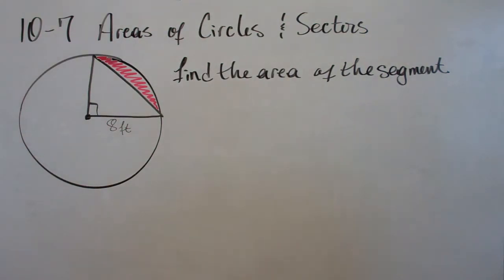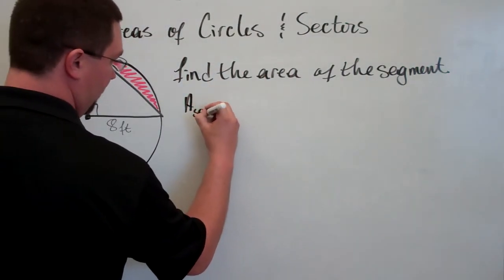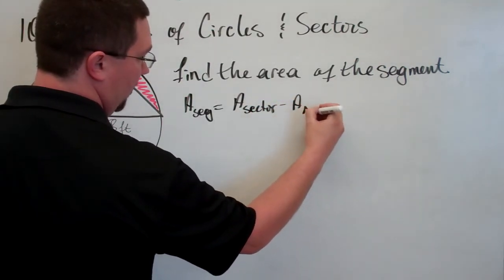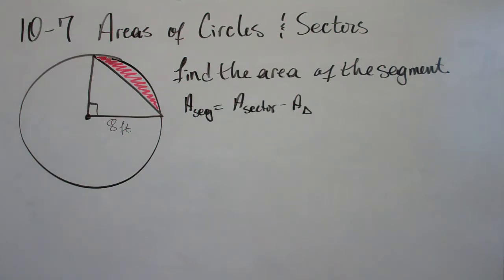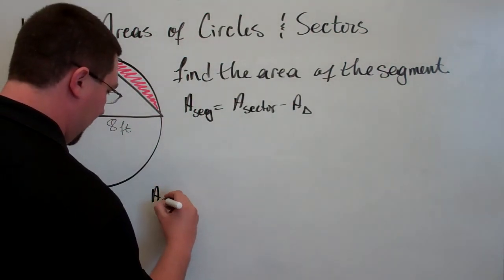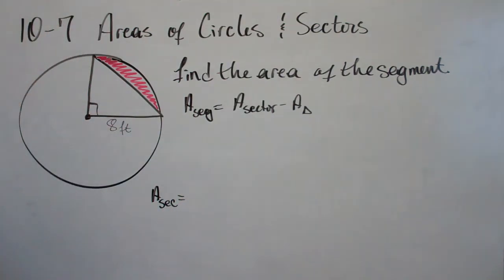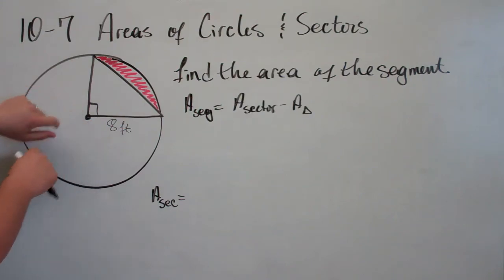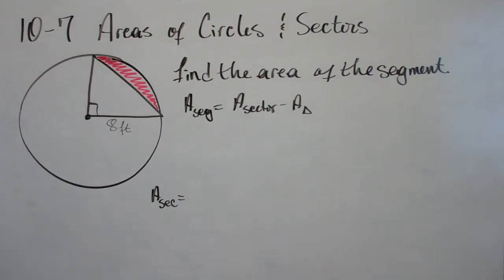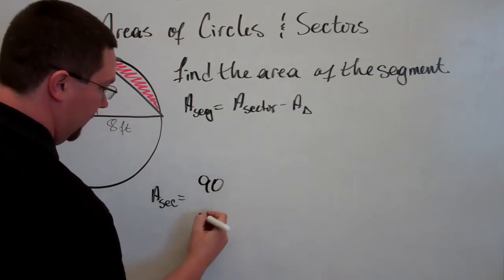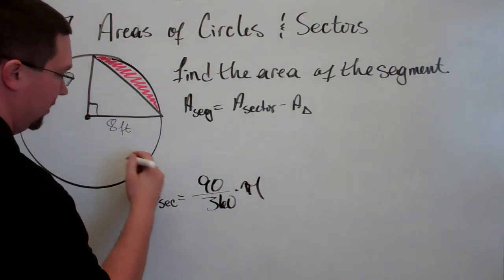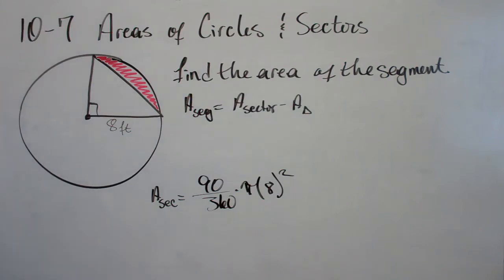All right, area of the segment. We know the area of the segment equals the area of the sector minus the area of the triangle. First thing we need to do, find the area of the sector. The area of the sector is going to equal the measure of your arc. What's the measure of our arc? Well, I didn't write an angle measure anywhere. But what does that little box mean again? A right angle, good. So we know our 90, that's the measure of our angle, divided by 360, times pi, times your radius, which is 8, squared.